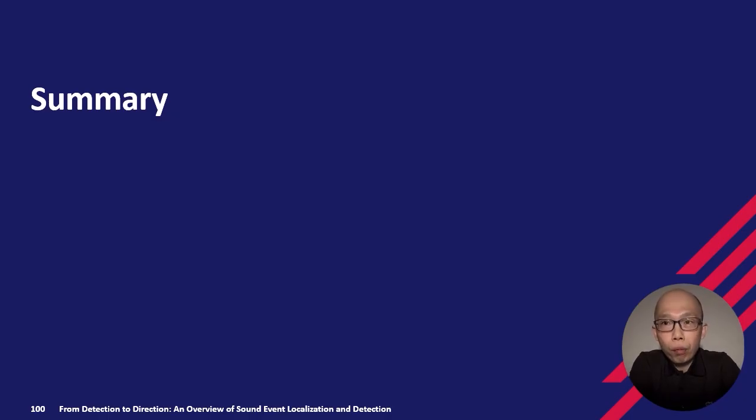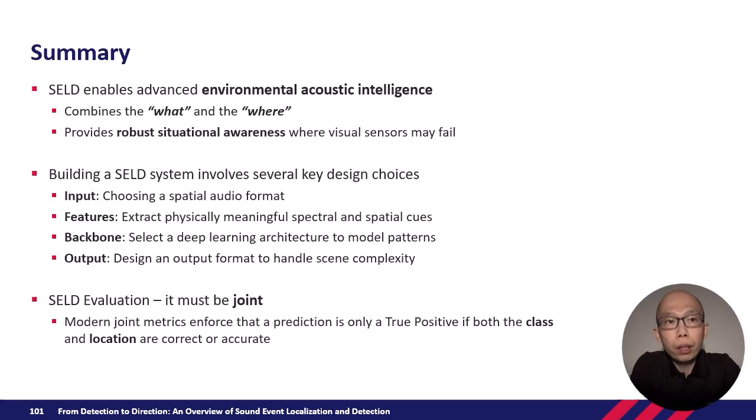Let's summarize what we have covered so far. In summary, SELD is a powerful technology for advanced environmental acoustic intelligence, combining the what of detection and the where of localization. We saw that building a SELD system involved several key design choices: the input audio format, the feature extraction techniques, the deep learning backbone, and the output format. And critically, we learned that SELD evaluation must be joint, ensuring a prediction is only considered correct if both the location and the class are correct.